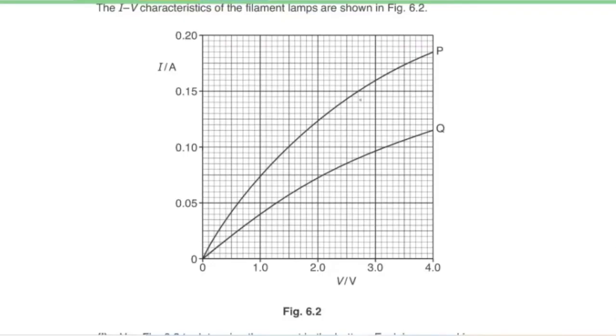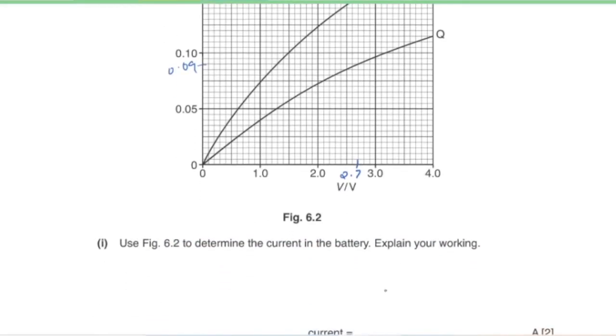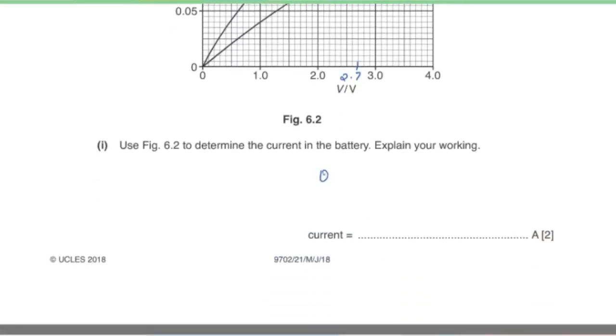Okay, so when current across P is 0.15 amperes, the voltage across P is equal to 2.7 volts, and since they are in parallel connection with each other, they share the same voltage. This means that at 2.7 volts, Q has a current of 0.09 amperes, and the current divides in parallel connections. So the sum of 0.09 and 0.15, which is 0.24 amperes, is the total current in the battery.